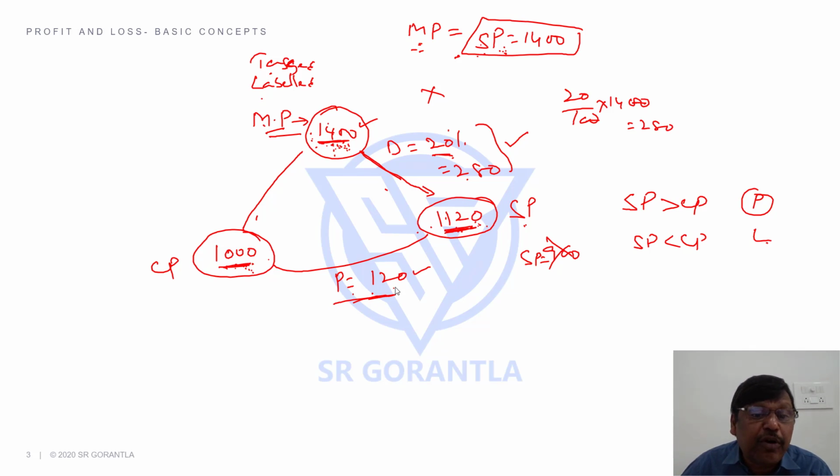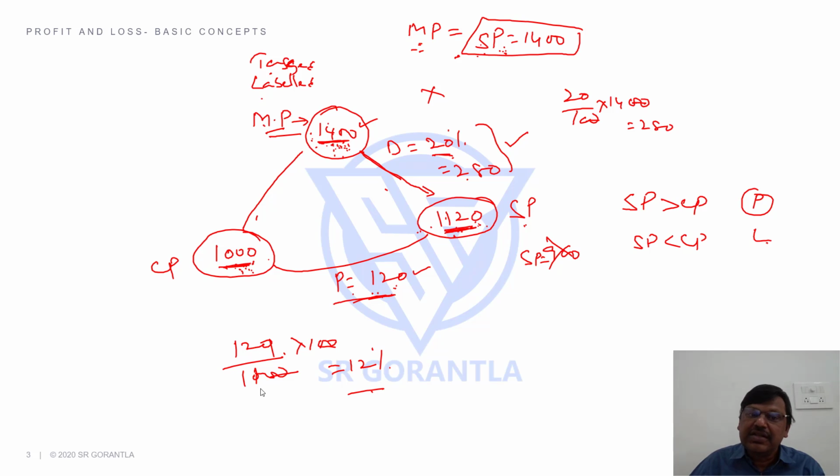This 120 rupees profit is on what? On 1400, on 1120, or on 1000? See, for the shopkeeper to make 120 rupees profit, how much money has he put in the business? He has not put 1120 in the business. He has not put 1400. He has put 1000. So 120 profit on 1000 rupees, percentage means into 100. You can cancel two zeros, one more zero. There is a profit of 12%, right?